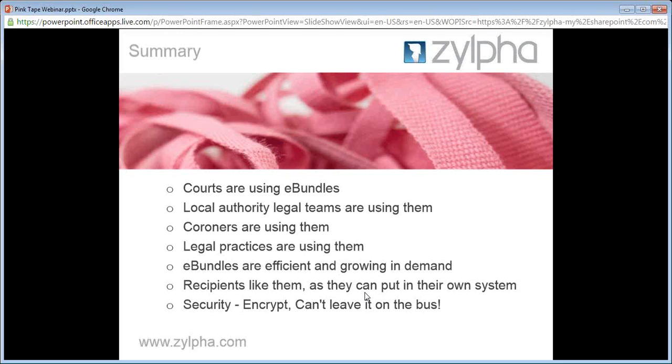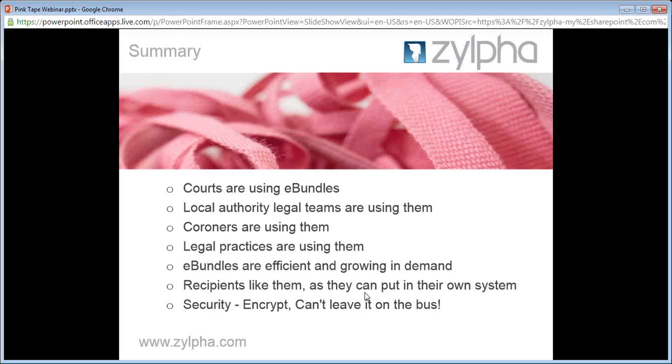Again, from our point of view, we work with a high number of law firms who are using electronic bundles. We know they are a more efficient way of creating documents to be used in the court, as well as other areas. And they are growing in demand as both private practice and local authority legal teams are put under increasing pressure to manage their costs.